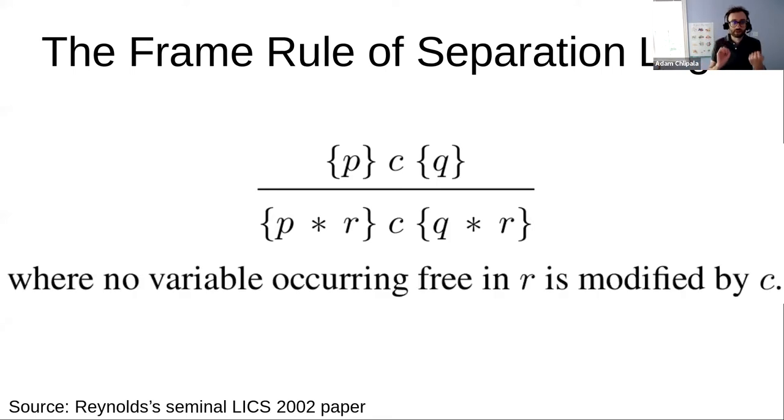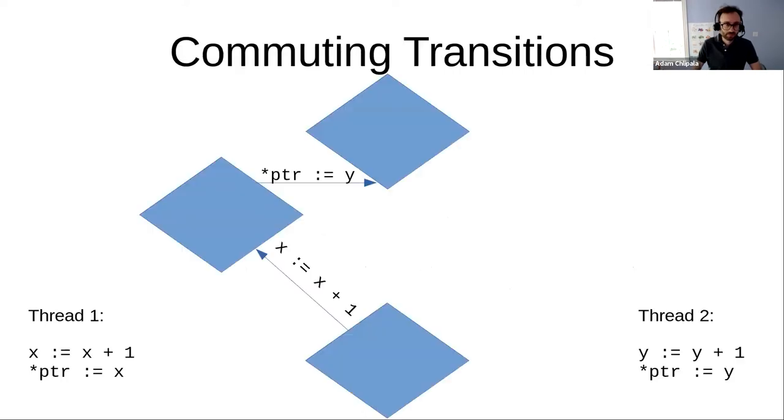Unfortunately, it comes along with this side condition: no variable occurring free in R is modified by C. So before we get to the fun part, we have to explain free variables of predicates and modified variables of commands. Is that essential? One last example before I get into the solution.